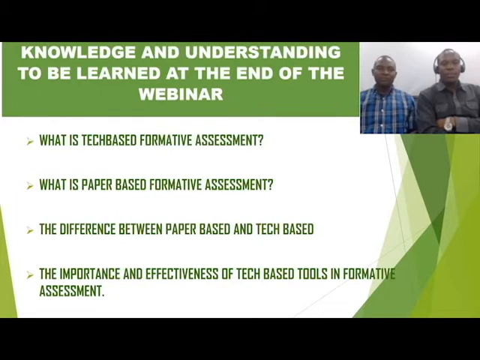After the statement of the topic, at the end of this session, the audience will be imparted with the knowledge and understanding of what is tech-based formative assessment, what is paper-based formative assessment, and also the difference between paper-based and tech-based, and then at last the importance and effectiveness of tech-based tools in formative assessment.